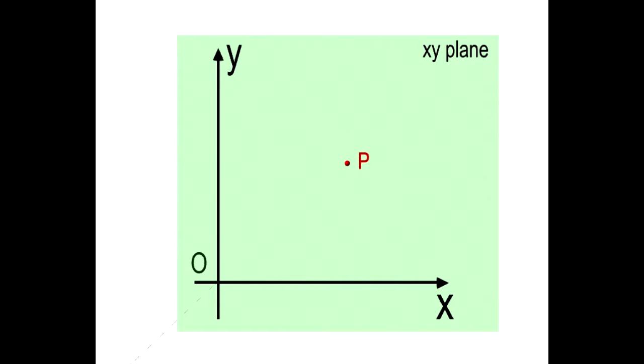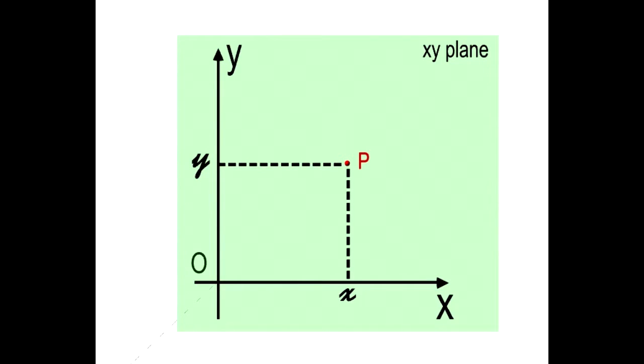To determine the coordinates of point P, draw a line from point P perpendicular to the x-axis. It meets the x-axis at point X. Draw a line perpendicular to the y-axis. It meets the y-axis at Y. The x and y coordinates define the position of point P.